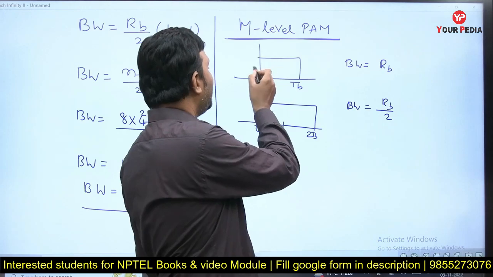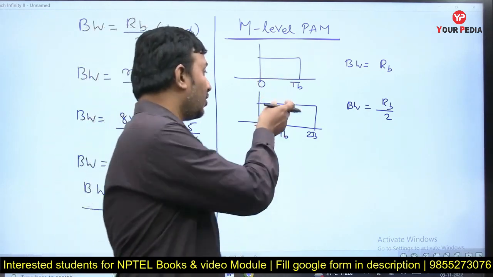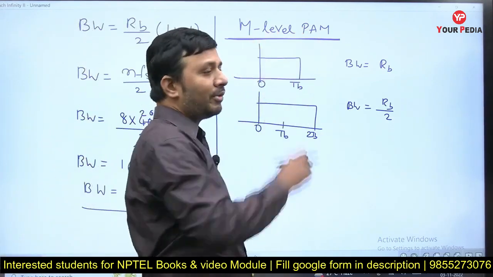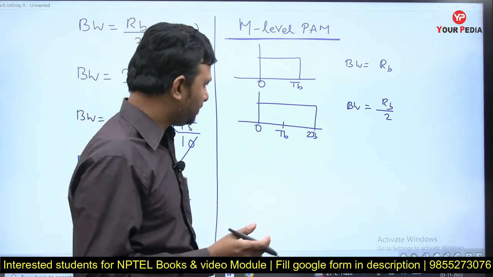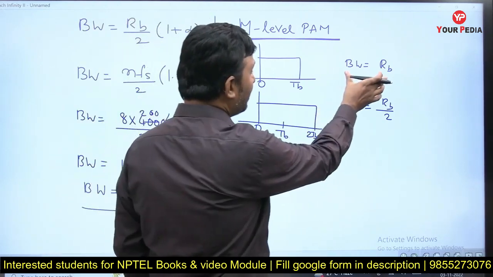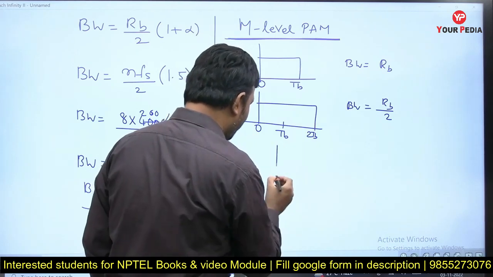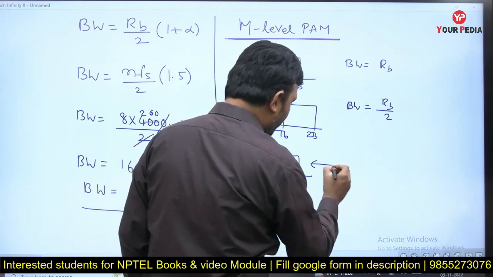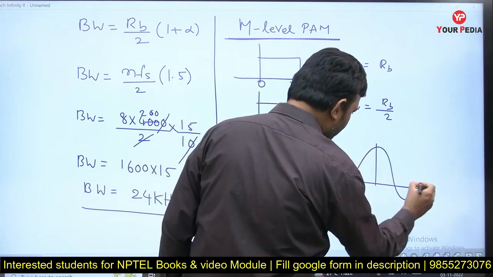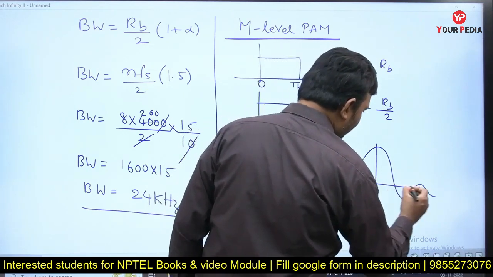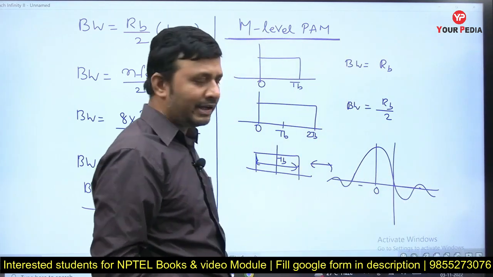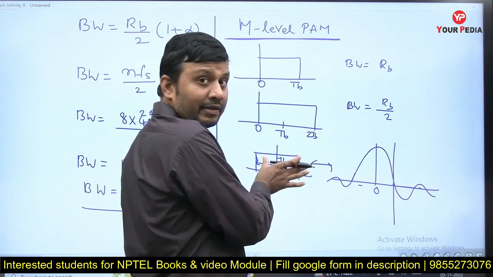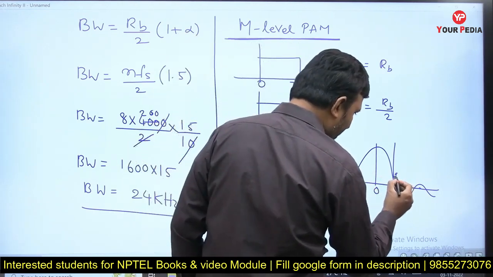Whenever we are transmitting bits, we'll talk about bit rate. Whenever you are talking about symbols, we'll talk about symbol rate. So in M level PAM, we'll talk about symbol rate, right? Now, see how we got this bandwidth. Basically, a rectangular pulse means a rectangular pulse of width TB. If I take its Fourier transform, it can be given like this. Here we'll neglect all the side lobes and consider only the main lobe and the first null, which is the reciprocal of this width, 1 by TB, which is nothing but RB.